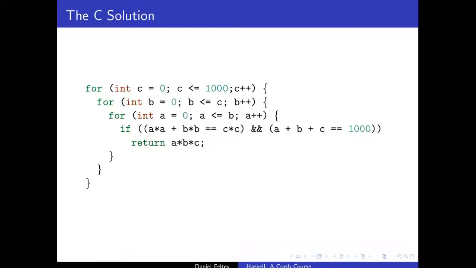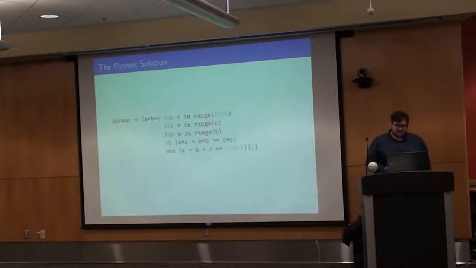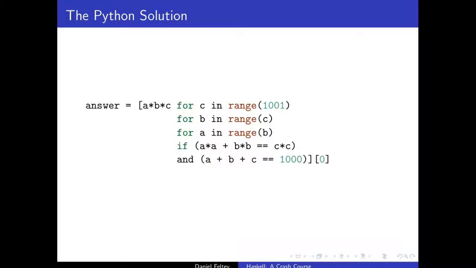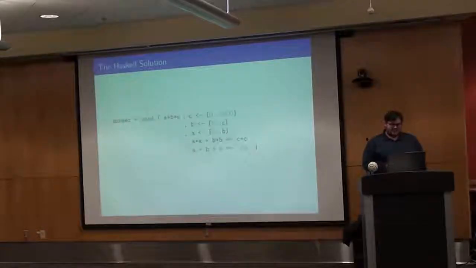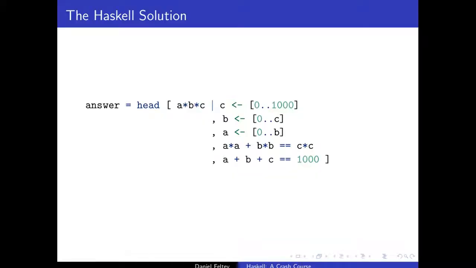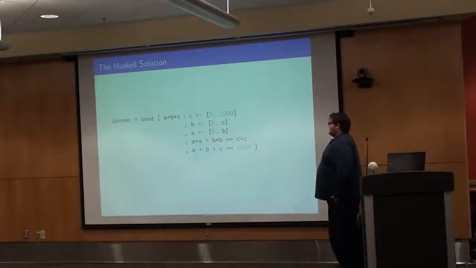So this is how you do it in C. You've got this sort of nice looking nested loop thing. It's okay. Here's how we can do it in Python, which, this is really ugly Python, I think. I don't know. I don't do enough Python. It's sort of ugly, though. And here it is in Haskell. It's basically almost exactly like the Python solution, but that's because Python stole their list comprehensions from Haskell. So, but it's basically the same.